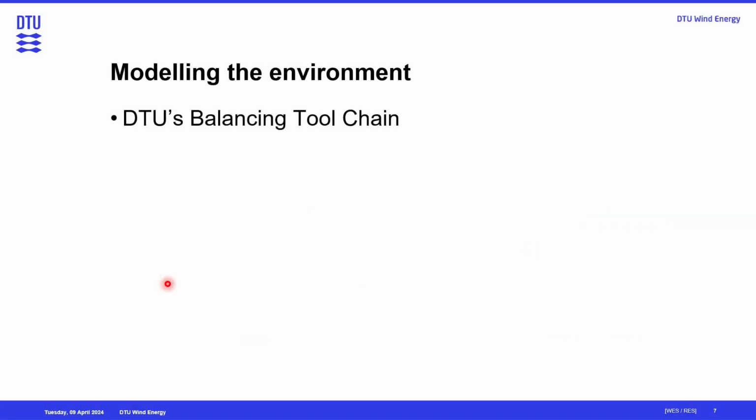So now we move on to modeling the environment. That's what we have been working on. This is called the DTU balancing tool chain. We have been developing this for quite some time now. So now I move away from hybrid a bit and rather model the larger European energy system. What does that mean?